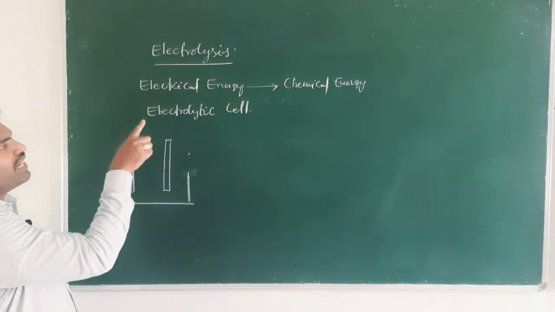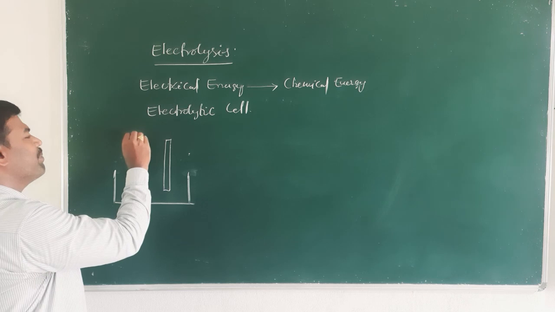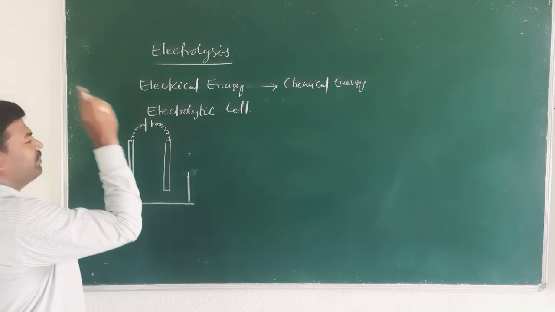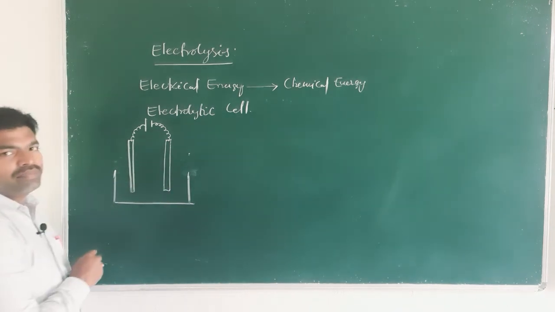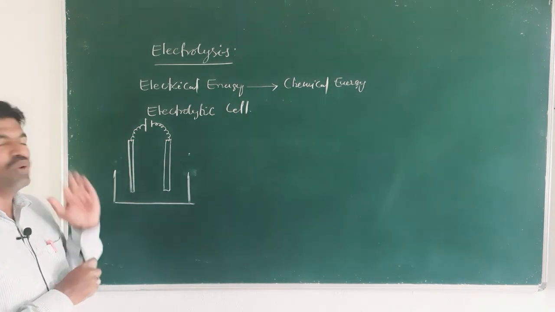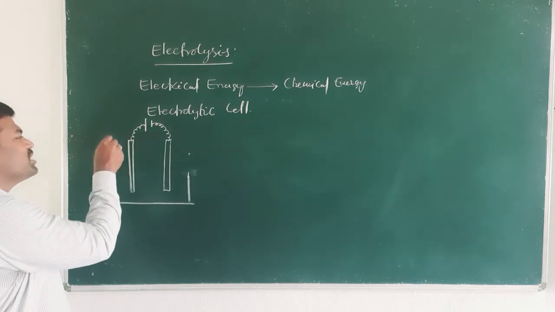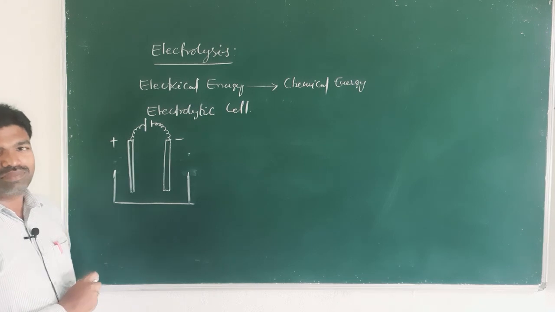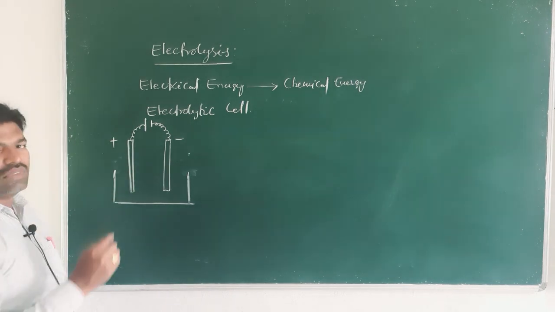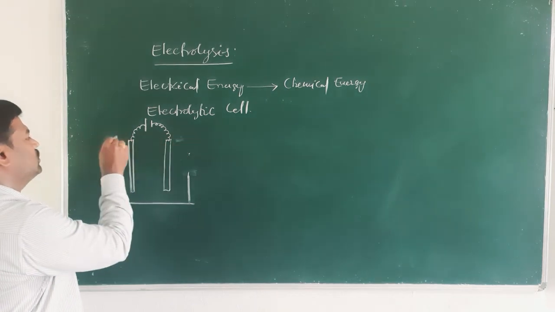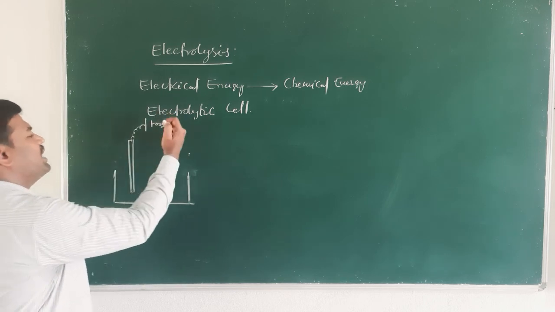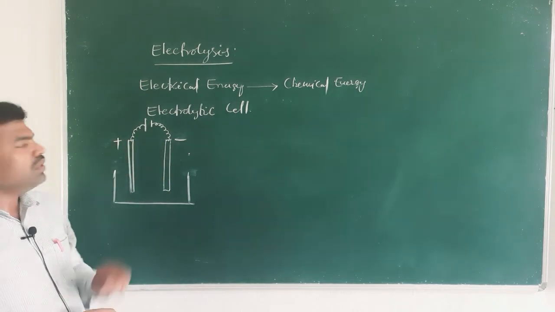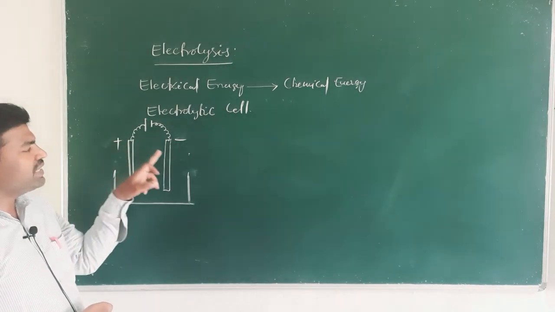In the electrolysis, we are supplying electrical energy, so we need a battery to supply EMF, right? These rods are called electrodes. One electrode is cathode and the other electrode is anode. Cathode is represented by the negative and anode by the positive electrode, or whichever way. You can take this as positive and this as negative. So this is called one electrode and this is called another electrode.